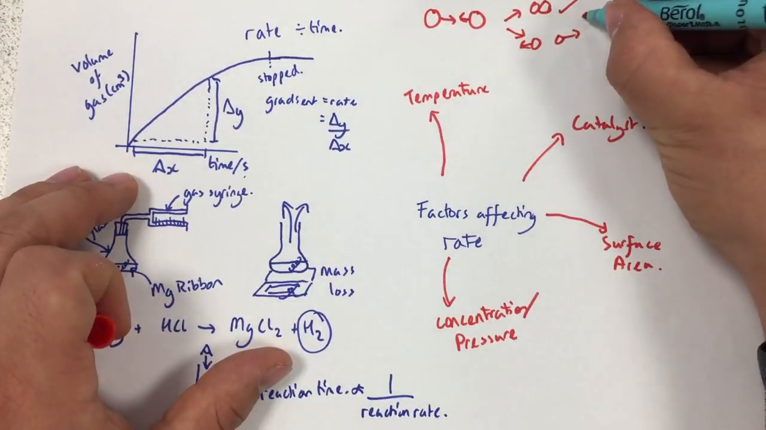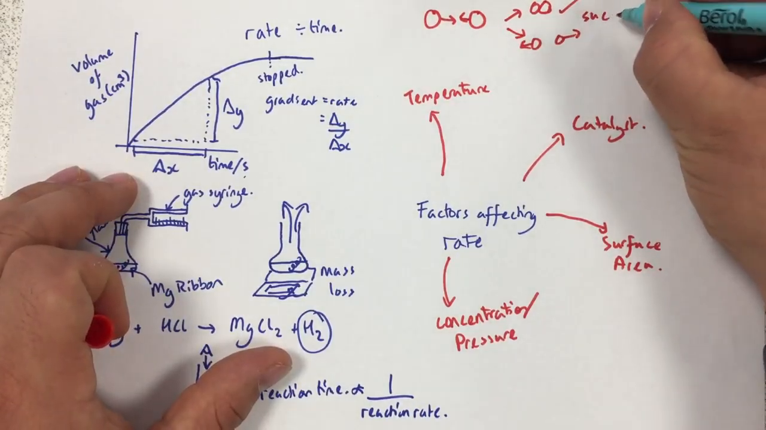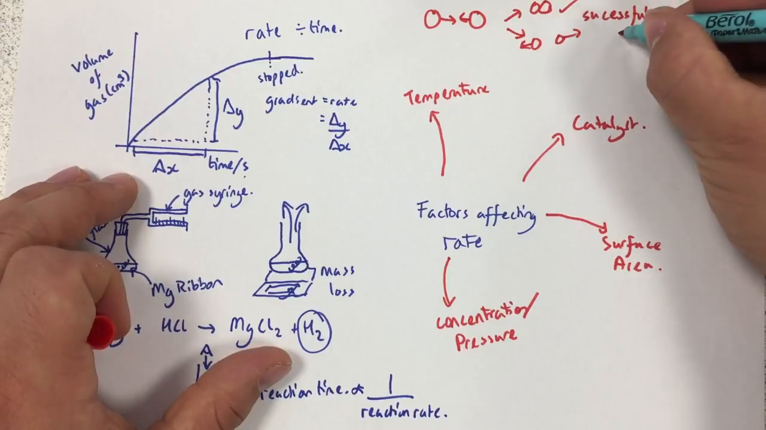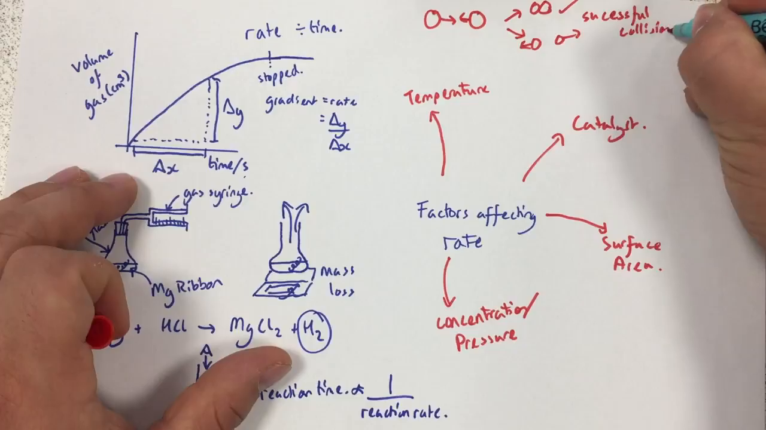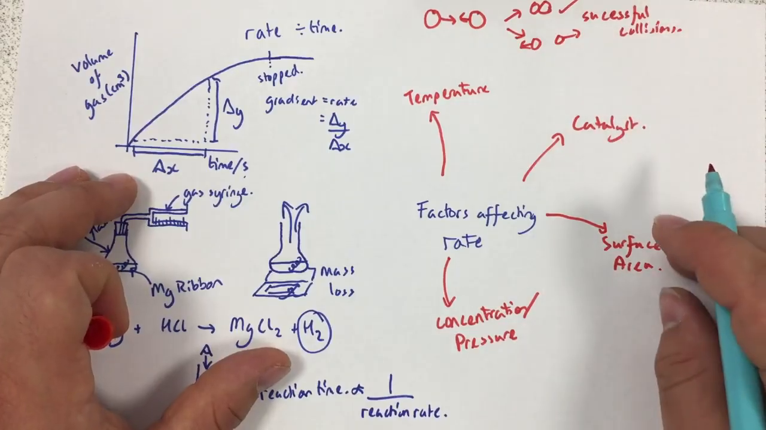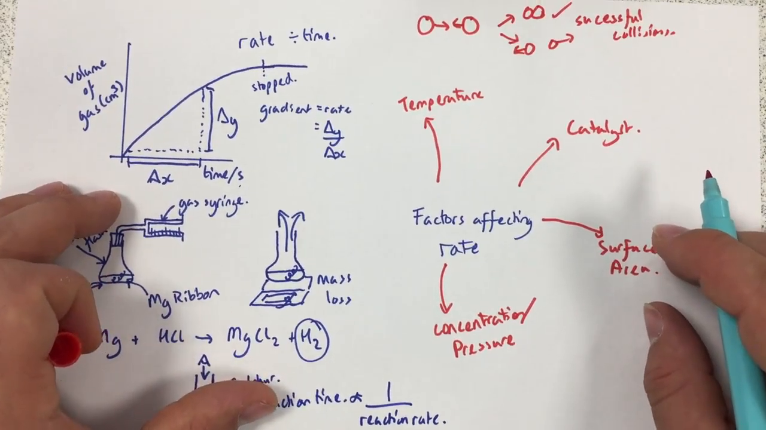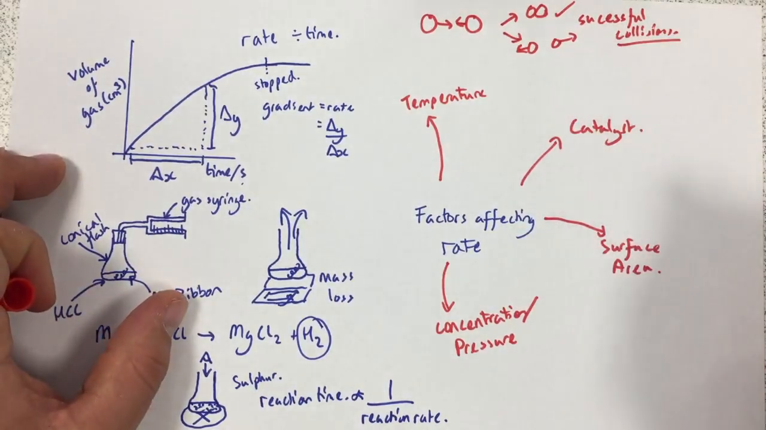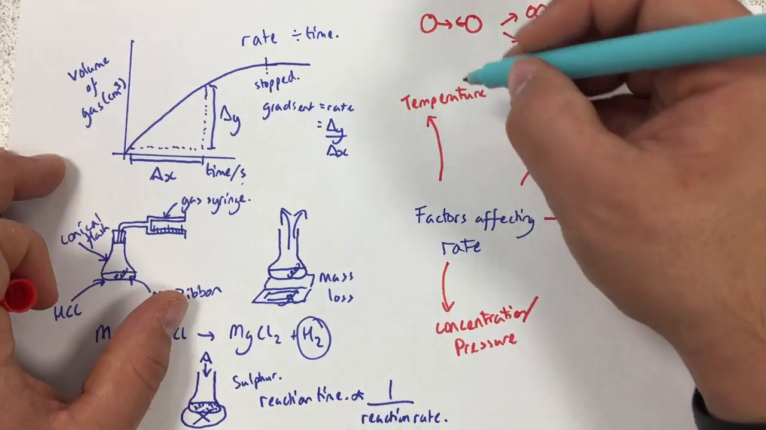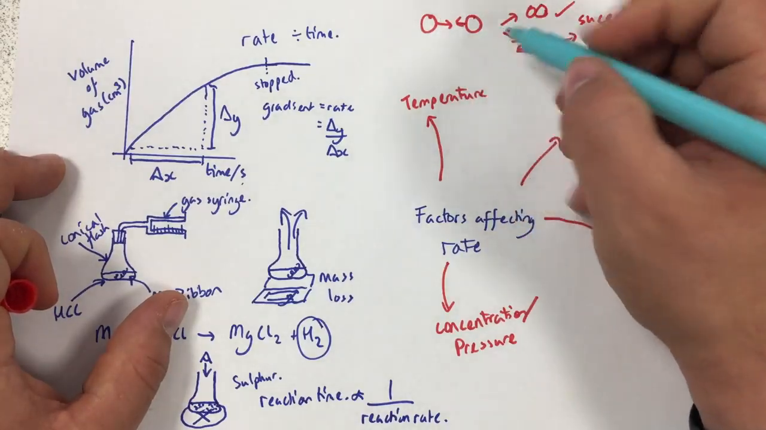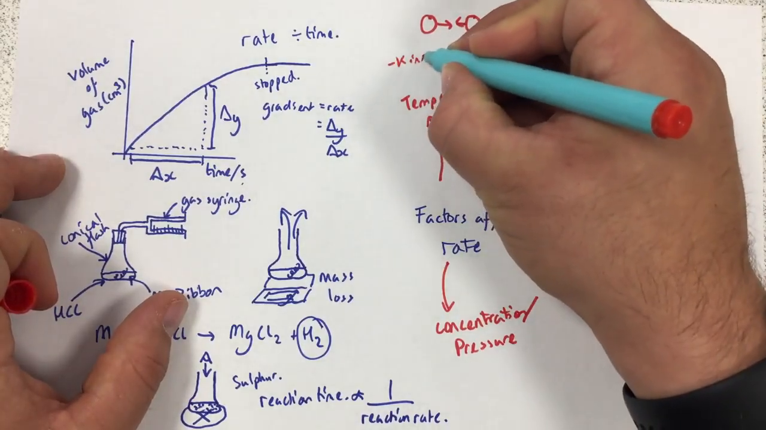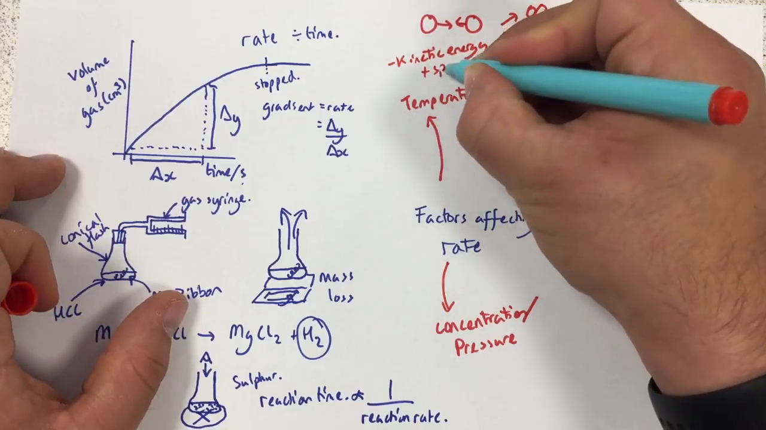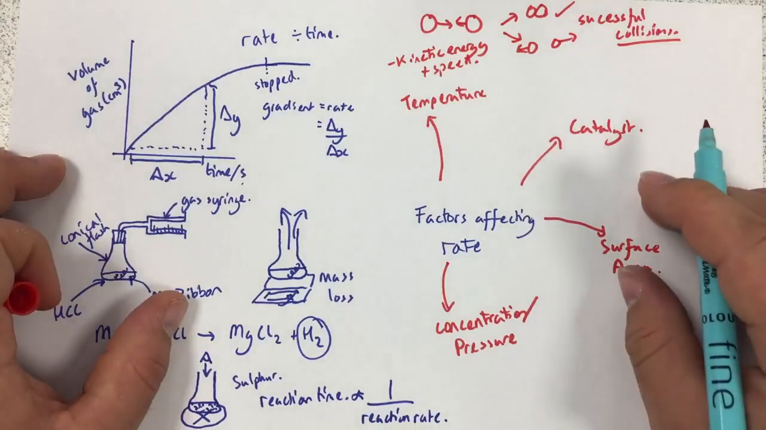So we're looking for always this phrase, successful collisions. So every answer that we end with when we're explaining rates of reaction will end with this phrase. Okay. Now, temperature, by increasing the temperature, what we're doing is we're increasing, firstly, the kinetic energy and the speed of the actual particles.